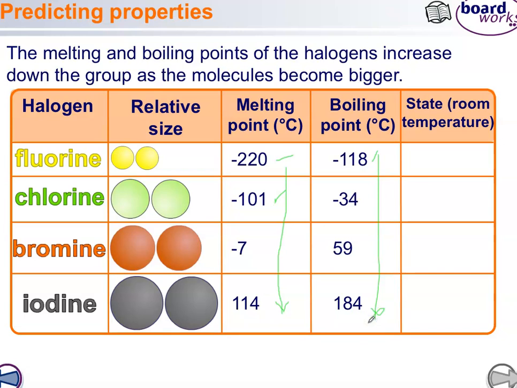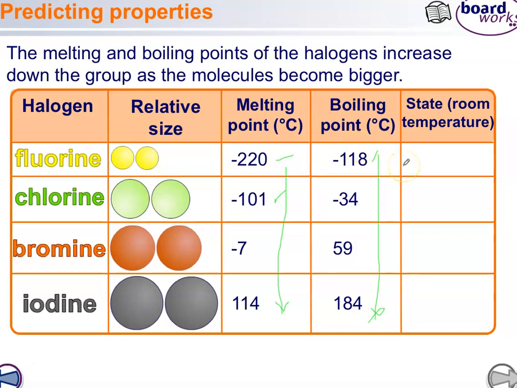Now, can you therefore state the state of these elements at room temperature? Are they liquid, gas, or solid at room temperature? Pause the video and write it down. What is the state of fluorine at room temperature? What is the state of chlorine at room temperature? Write them down.